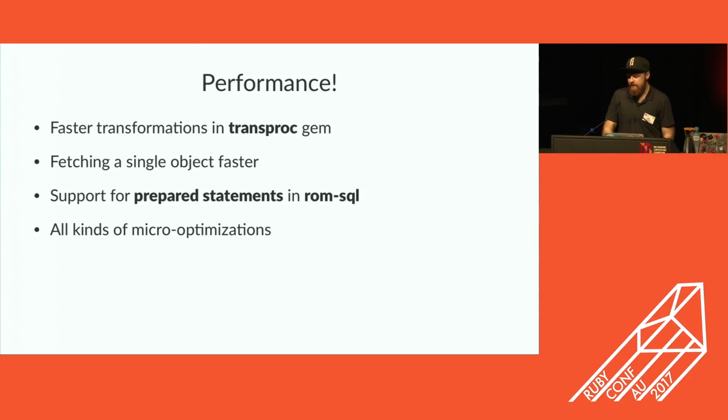Also performance. ROM is already pretty fast, but we can make it faster, of course. So for instance, it uses the transproc gem for in-memory data transformations, and if we can make transproc faster, ROM will become faster. We can optimize fetching single objects in ROM. We can add support for prepared statements, and just hundreds of micro-optimizations.